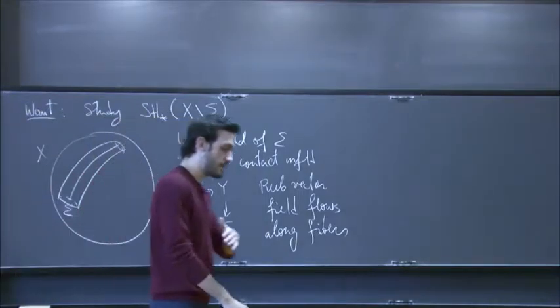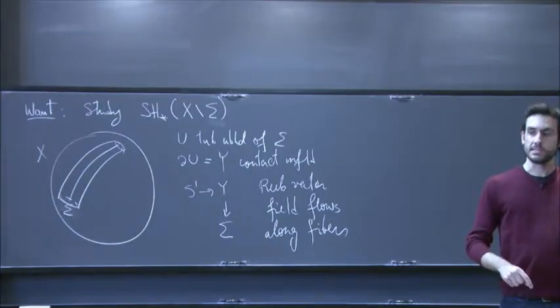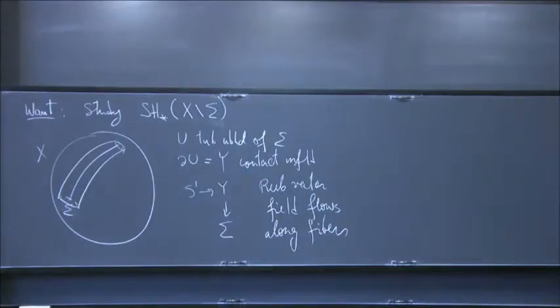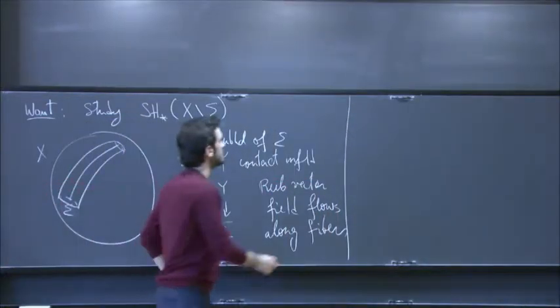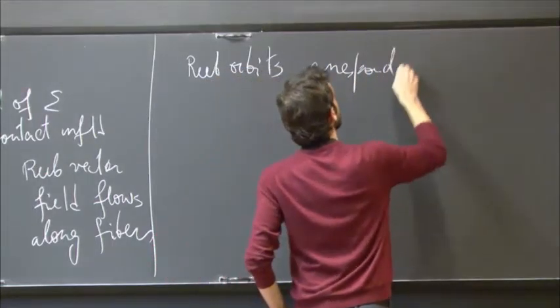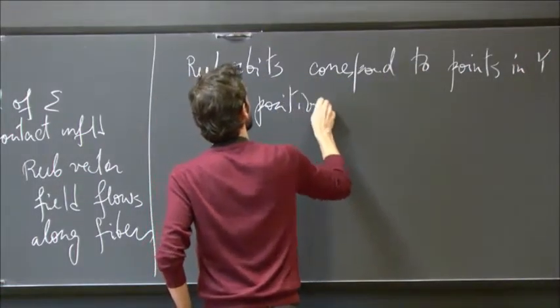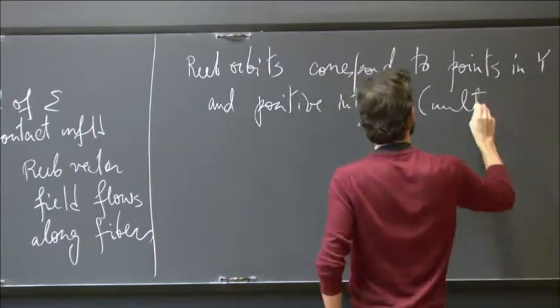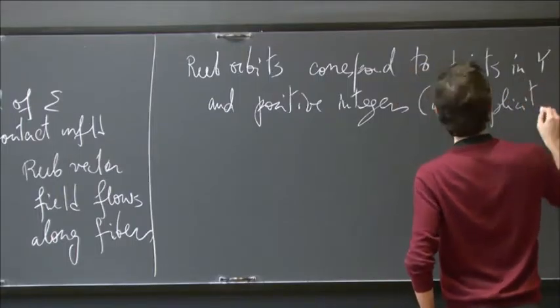are not even isolated. They come in families. In this case, my Y is an S1 bundle. Every point in Y is on some fiber, and if you just go along that fiber, you get a periodic orbit. So you can think of periodic orbits as being parametrized by points in Y, and by an integer that tells you how often you go around the corresponding fiber of Y. So Reeb orbits correspond to points in Y and positive integers. I'm thinking of parameterized Reeb orbits for the moment.